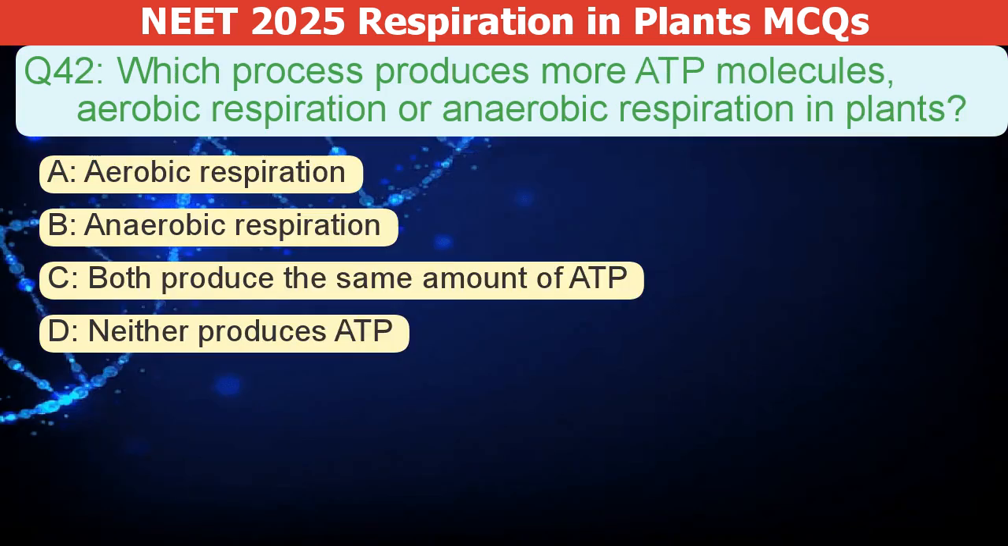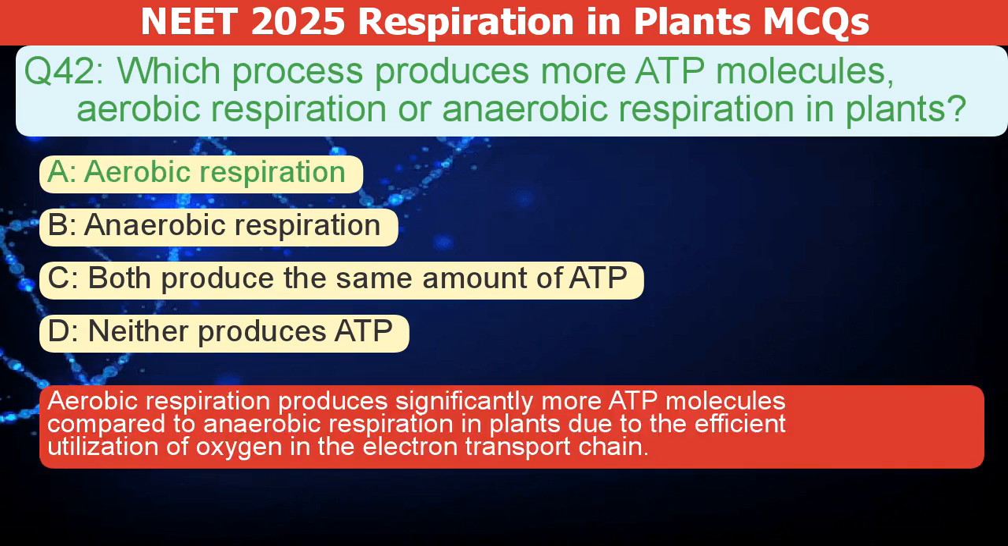Which process makes more ATP molecules? Aerobic or anaerobic respiration in plants? A. Aerobic respiration. B. Anaerobic respiration. C. Both produce the same amount of ATP. D. Neither produces ATP. The correct answer is A. Aerobic respiration produces significantly more ATP molecules than anaerobic respiration in plants, because oxygen is used efficiently in the electron transport chain.